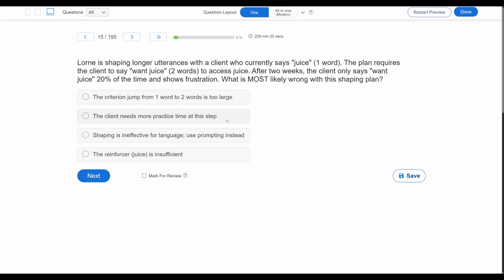B, the client needs more practice time at this step. Well, it's been 2 weeks and they're not really even getting close and they're frustrated. Okay, might be time to reevaluate. C, shaping is ineffective for language. Use prompting instead. Of course not. Shaping is great for language. And D, the reinforcer juice is insufficient. Doesn't seem to be the case, right? Maybe. But right now, the more parsimonious answer is that criterion jump was just too large.